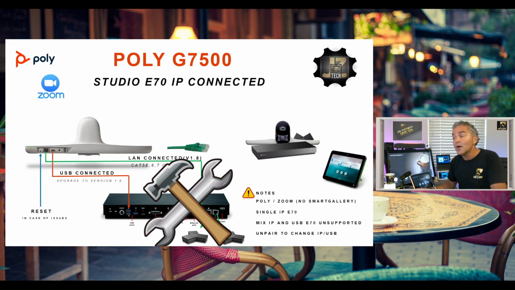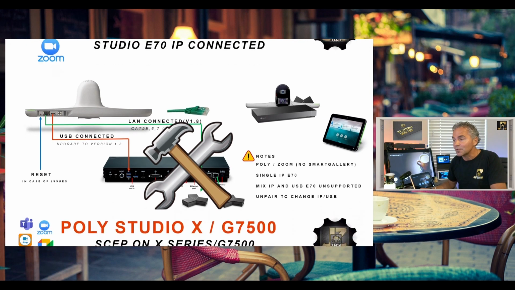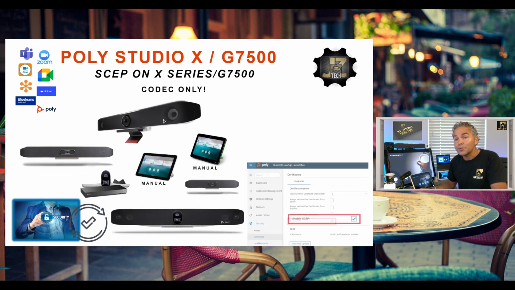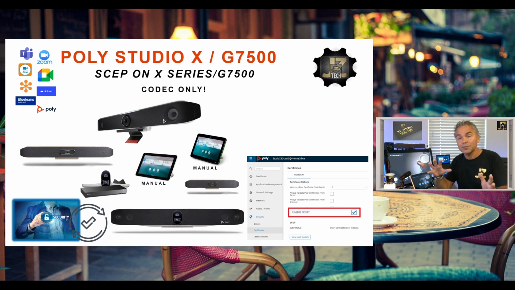But this is just hopefully getting you started quickly. The next thing, which is also a really interesting one for the enterprise market, is SCEP is now available on the StudioX. So only on the StudioX today, as you see here on the codec only, not available yet on the TC8 or TC10. So there you need to manually load certificates. And this is a very interesting one.